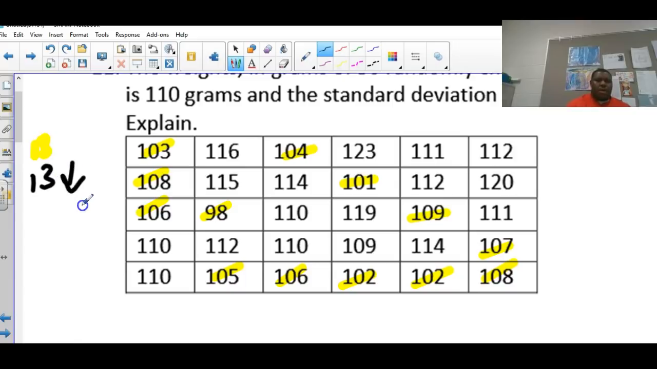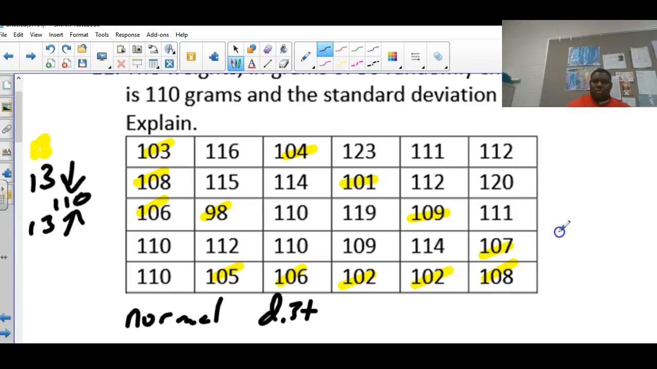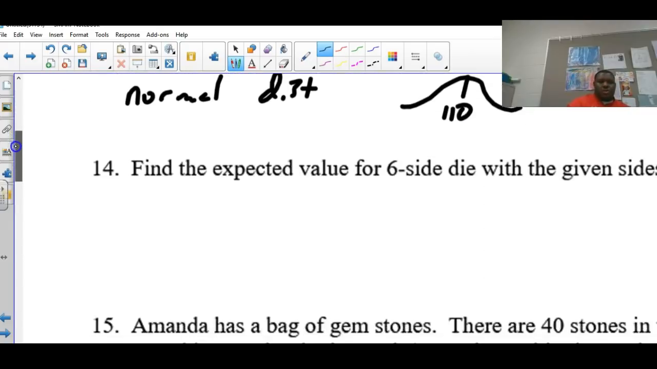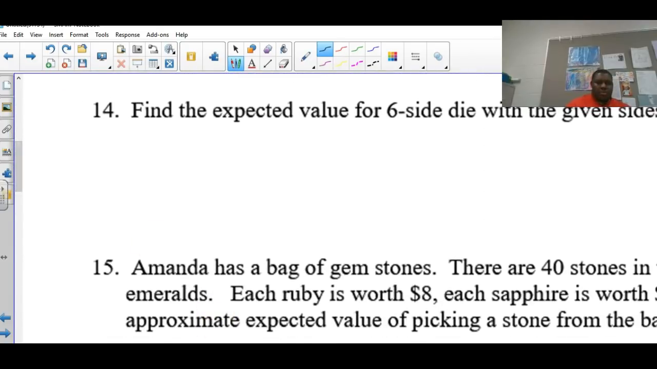13 below, right? So 13 or below, then let's see: 1, 2, 3, 4, 5, 6, 7, 8, 9, 10, 11, 12, 13. And 13 above. 13 below, 13 above, with 110 in the middle. So this is a normal distribution, because it'll give us a normal bell curve with 110 in the middle for the mean. This is a good distribution. Anyway, let's go ahead and move on to the next one.